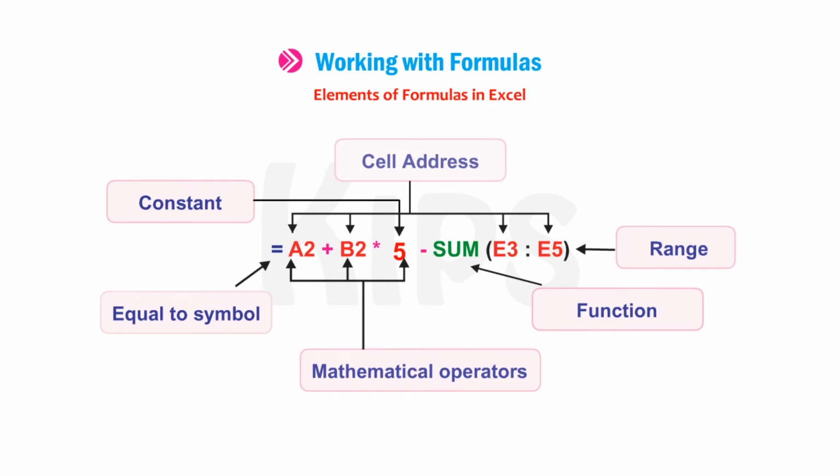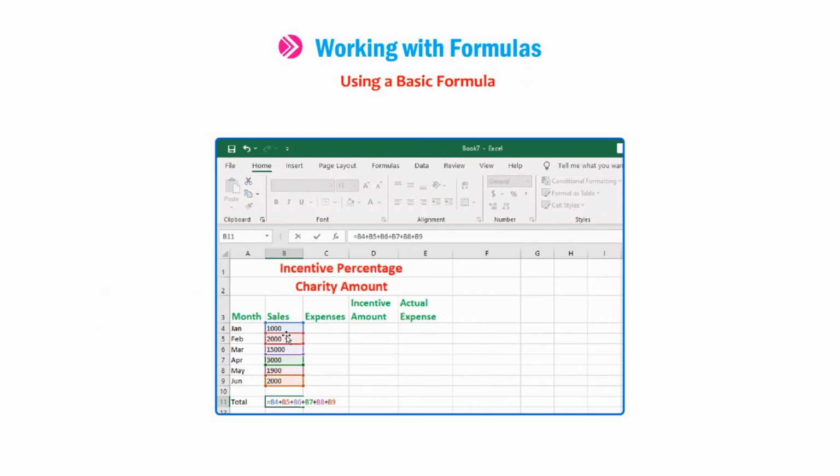Next are the types of formulas. We have two types of formulas, basic and compound. First, the basic formula. A basic formula is when we use only one type of operator in a formula. Suppose I create a formula equals B4 plus B5 plus B6 plus B7 plus B8 plus B9. You can see I used only one type of operator, the plus sign. So this is a basic formula.